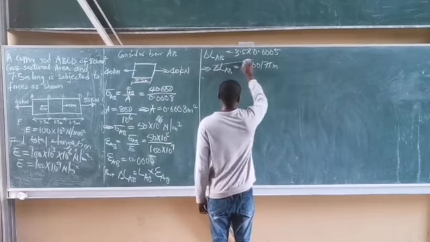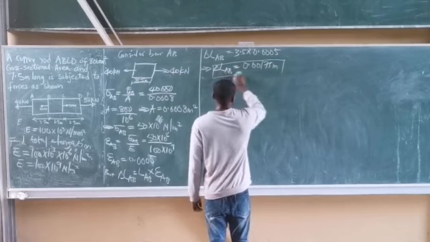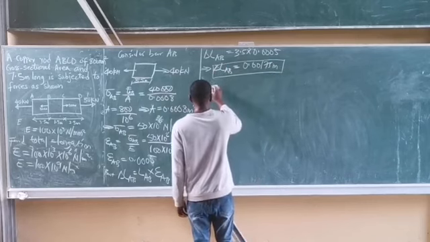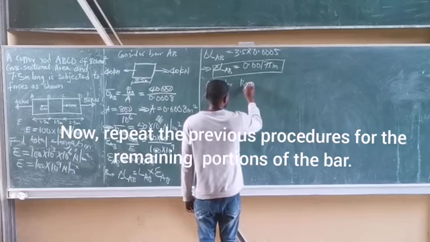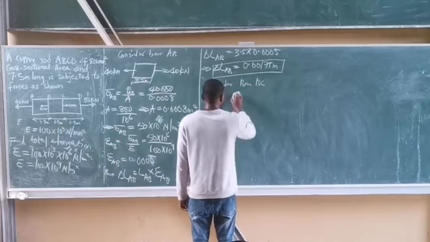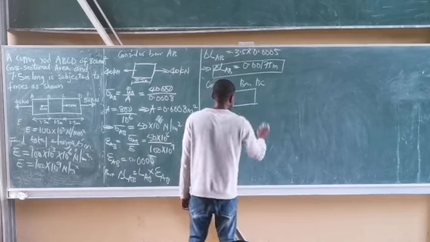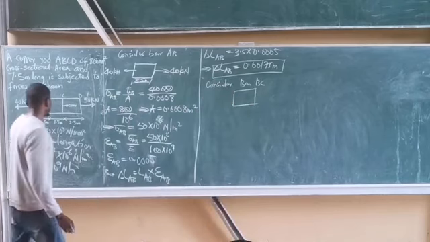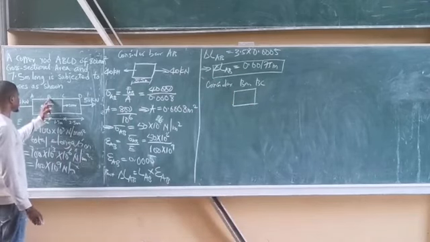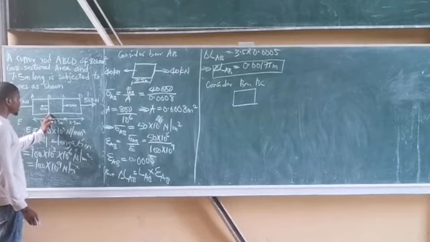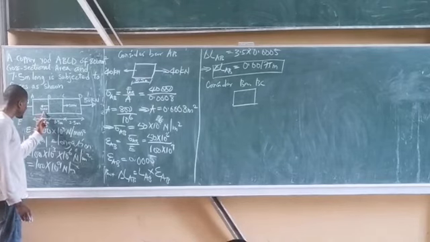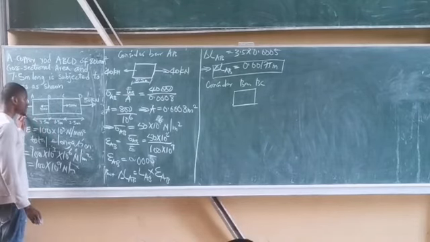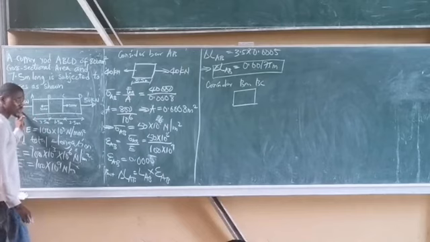meters. So that's the change in length of that portion AB. So we consider bar BC. Here we have the condition of bar BC. Now at this point, this is also under tension, tensile force. The same is for this side. So it's tensile. So 30 plus 40 is what? 70. Is that correct?